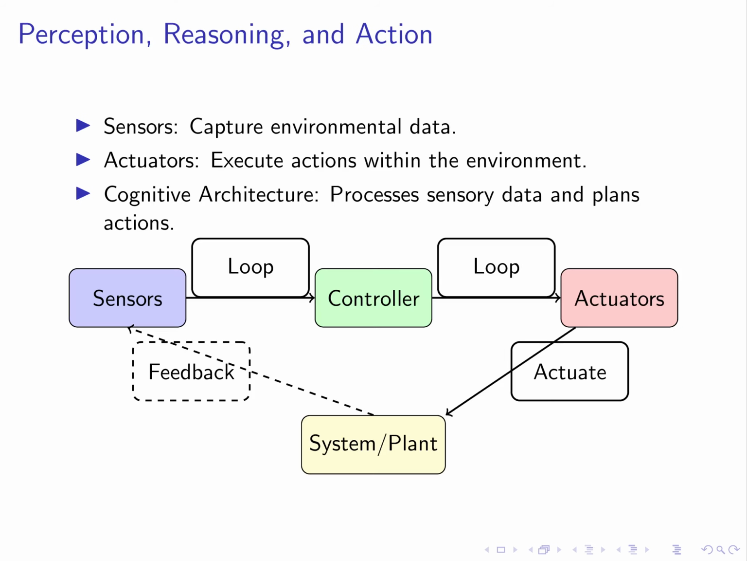Let's now focus on the core components of an AI agent. Fundamentally, these agents rely on three primary components. Sensors. These capture data from the environment. Think of them as the agent's way of seeing or sensing what's happening around it. Actuators. This is how an agent affects its environment, the means by which it executes actions based on its decisions. Cognitive architecture. This is the brain of the agent. It processes the data from the sensors, decides on a plan of action, and then uses the actuators to interact with the world.